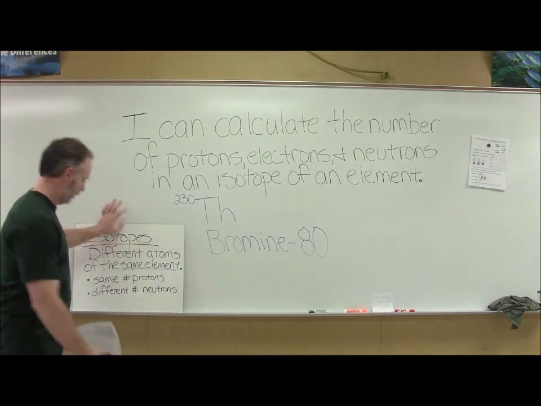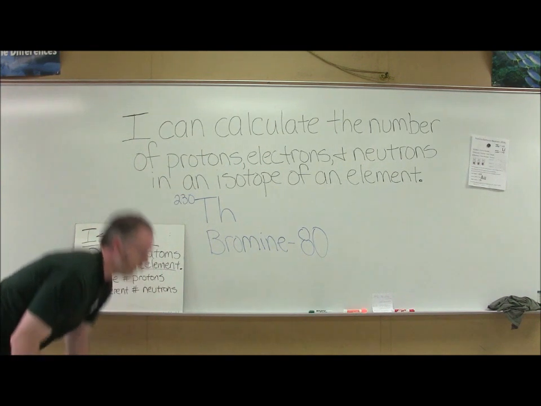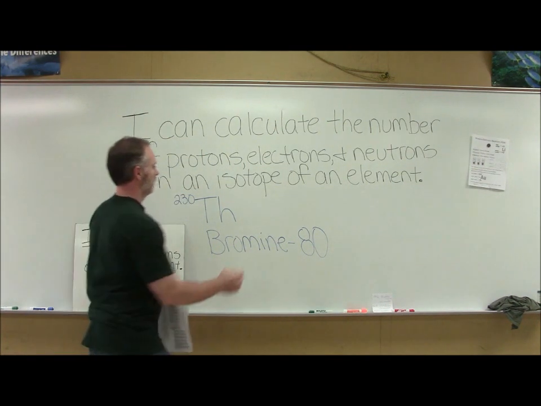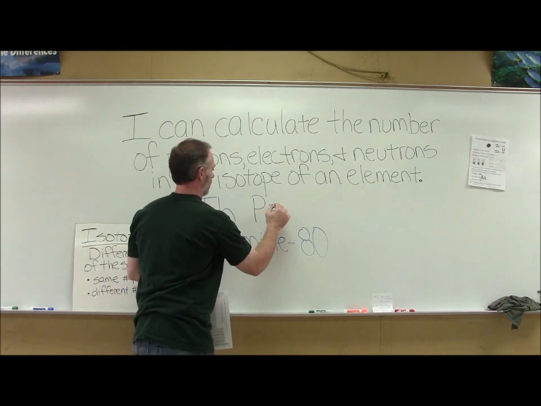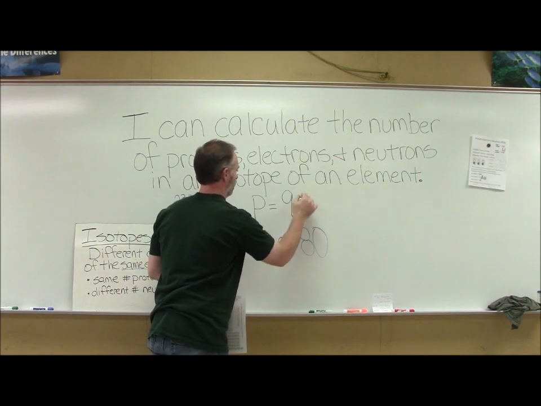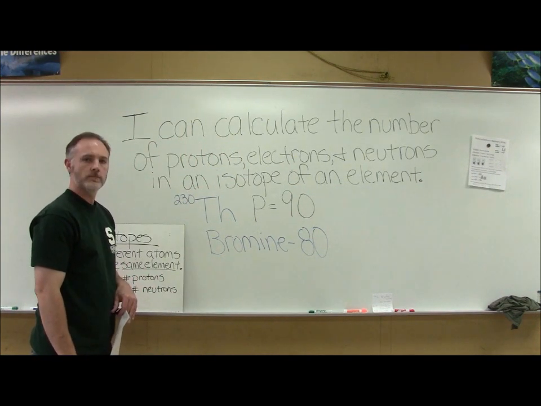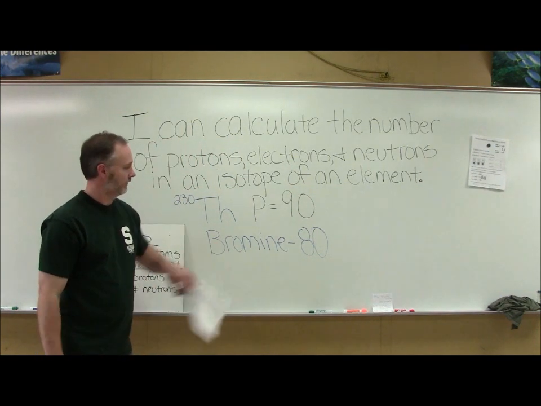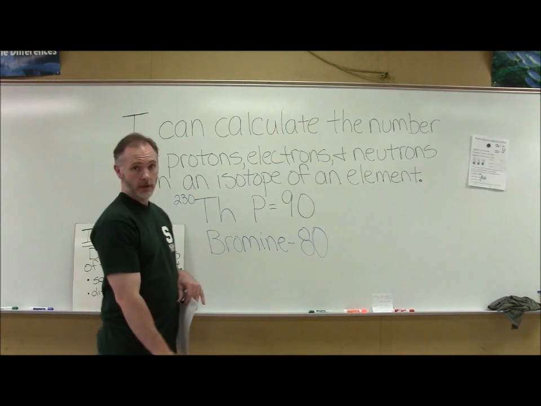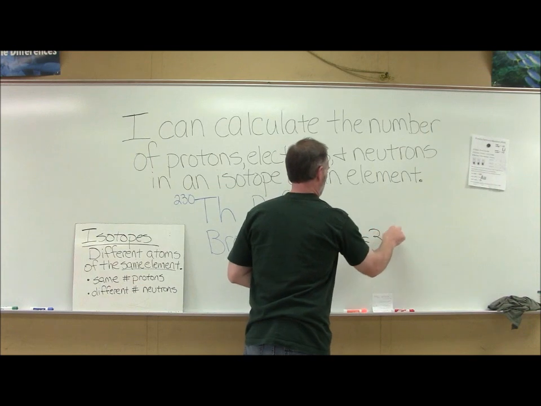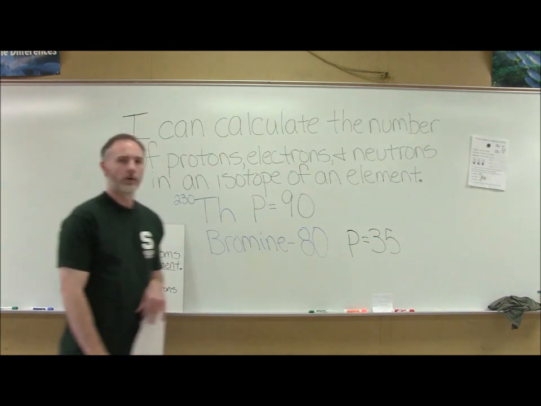So we take a look at our periodic table that I just dropped, and we see that thorium's atomic number, our protons, are going to equal 90. Now find bromine's atomic number, and you're going to see that the protons for bromine equal 35.